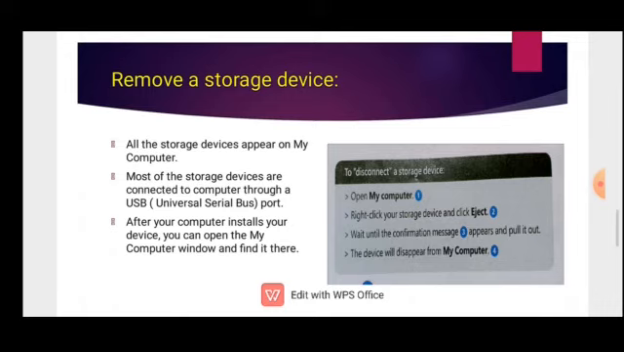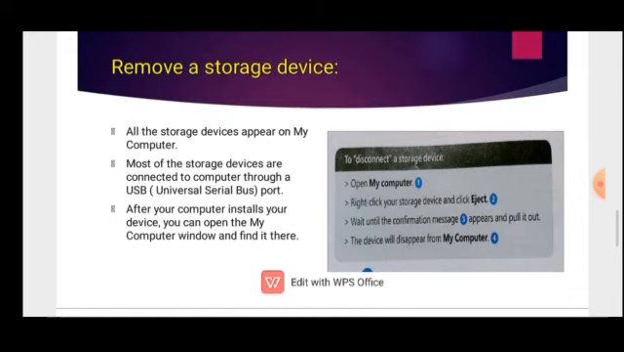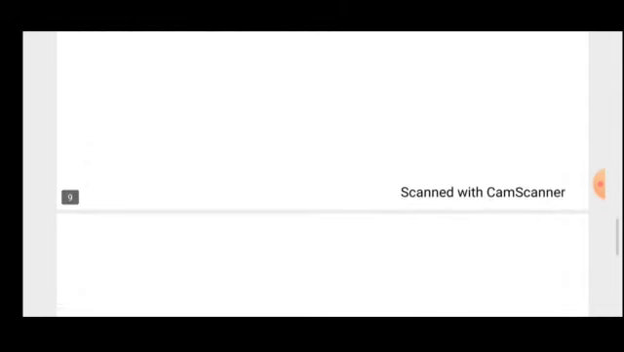When you insert a memory stick or an external hard disk drive for the first time, you have to wait a little bit until your computer recognizes the new device. Most of the storage devices are connected through a USB port. You know very well, we connect our flash drives and external cards through a USB port. After your computer installs your device, you can open the My Computer window and find it there.